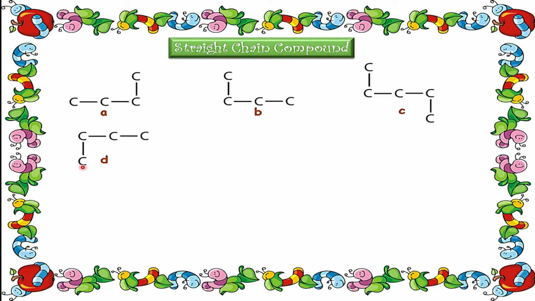Now this D structure is also a straight chain like this. This one also is a straight chain compound like this. And this one also is a straight chain compound. You will select the chain in this direction.